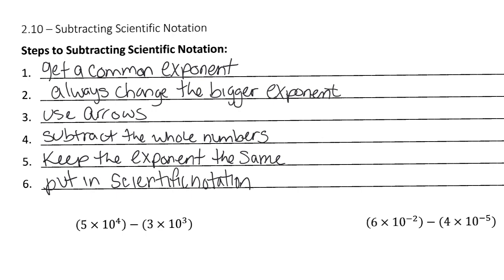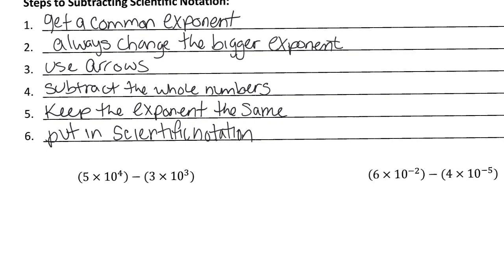So let's look at this first example. First thing we need to do is get a common exponent. So our common exponent, we want it to be the smaller exponent. So that means we are changing this exponent and we're making it smaller by 1. So that means moving 1 spot. I knew it was 1 because the difference between 4 and 3 is 1, which means I move this over 1. So this becomes 50 times 10 to the third, and we keep our 3 times 10 to the third.